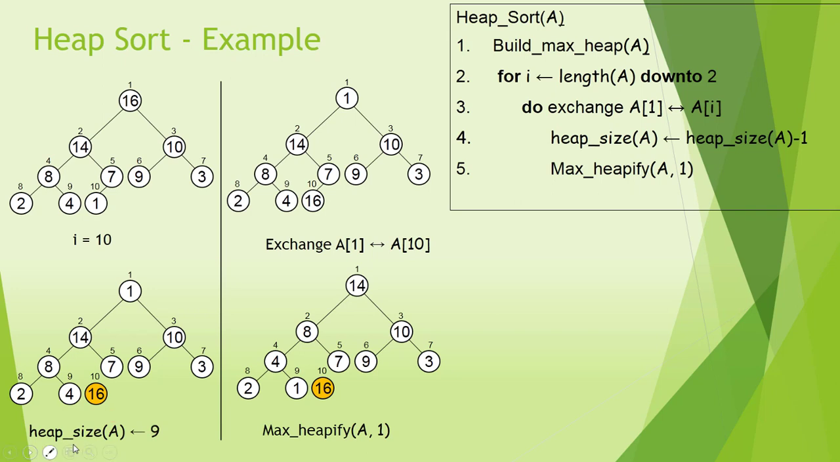So the meaning is, here the largest element is in the root. I just swapped it with the last element in the array. Just consider this as an array also. So this 16 is placed in the last position. Then I removed this 16 from the heap. How did I remove it? By reducing the heap size by 1. Now 16 is not part of this heap. So heap size of A is heap size of A minus 1.